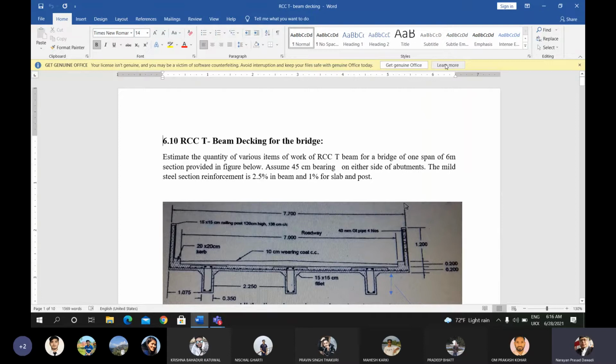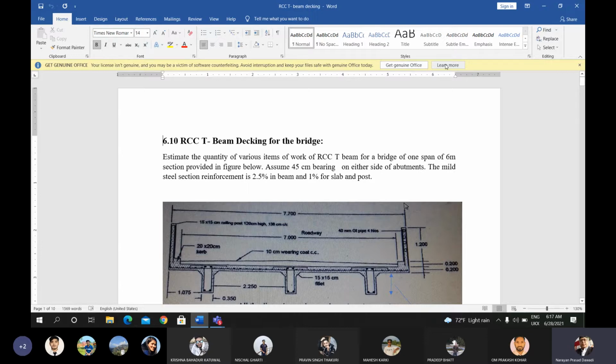This is shown from the cross section. The length of the span is 6 meter, and you have to provide the 45 centimeter bearing on either side. That is, the total length of the bridge will be 6.9 meters, because 45 centimeter is added towards both the ends, and that rests on the abutment of the bridge. So this is the T-beam deck. This is the shape of the beam that passes below the slab, in the shape of a T. So this is called the T-beam decking.